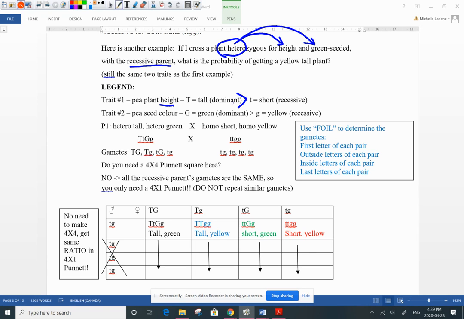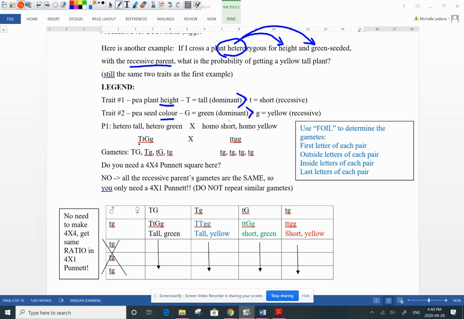Then we're going to look at the color of the pea seeds. That is our second trait. Big G for green is dominant to the little g, and that is the yellow, the recessive allele. So our first parent, heterozygous for height, and heterozygous for green, is going to be big T, little t, big G, little g. And the other parent is homozygous short, homozygous yellow. So what do we do?